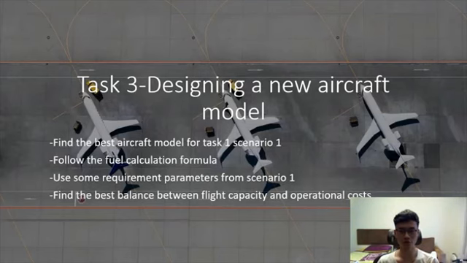The main goal is to create a new airline tailor-made with the highest efficiency for the situation mentioned in Task 1, Scenario 1. To do this, we must follow the fuel calculation formula and also follow some of the restrictions from Task 1, Scenario 1. This is all done to achieve a balance between the flight capacity and the operational costs.